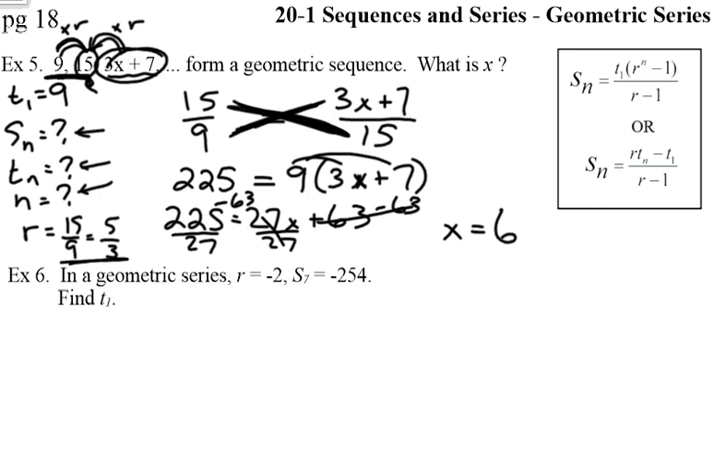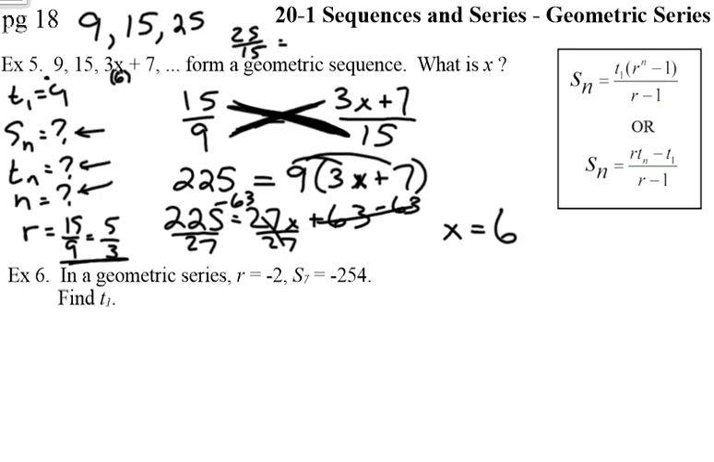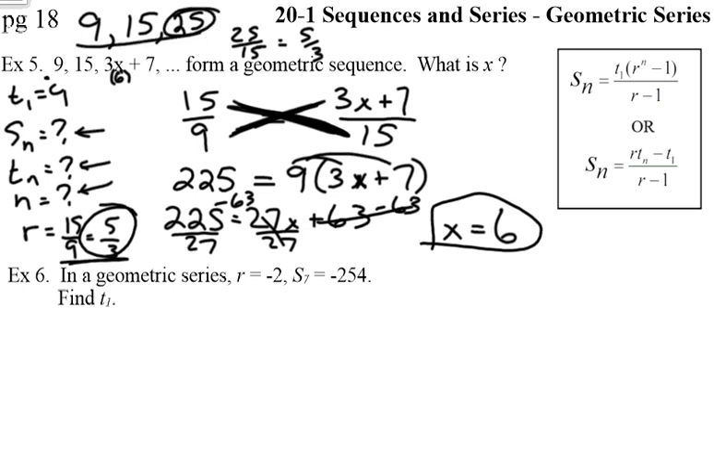So let's do a quick check. I like checking. I like to be right. So if I put 6 in there, my series should be 9, 15, and if x is 6, 3 times 6 is 18. 18 plus 7 is 25. And the R value, 25 divided by 15, if I reduce, is 5 over 3, which matches my R value to start with. So x equals 6 gives me the right term to create the series. Whew. Love that question. Understand the relationship of R being the same every time.